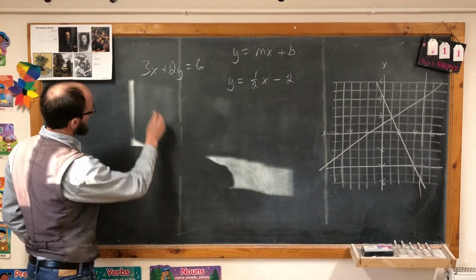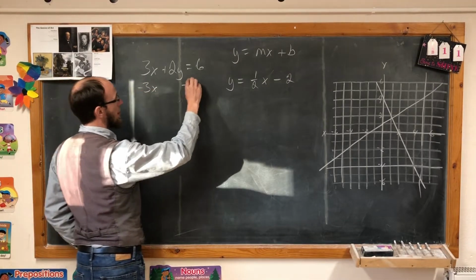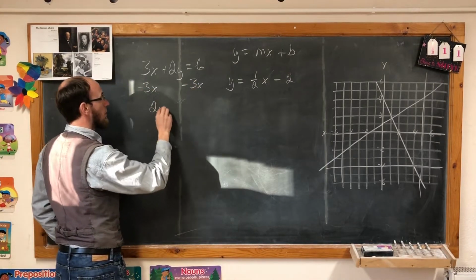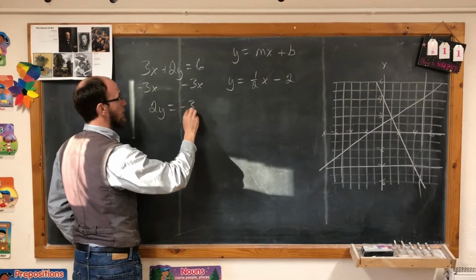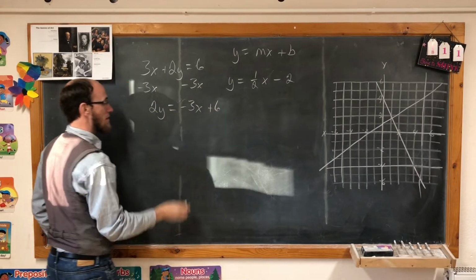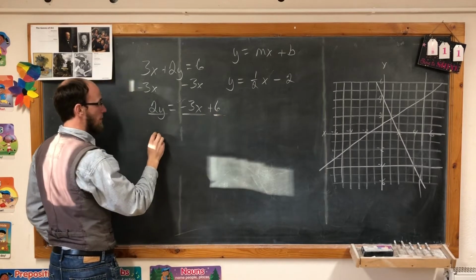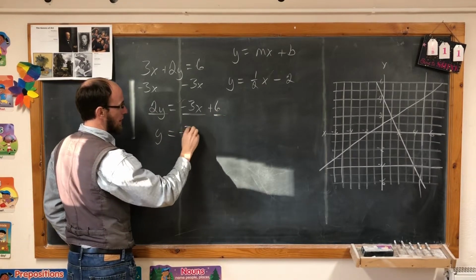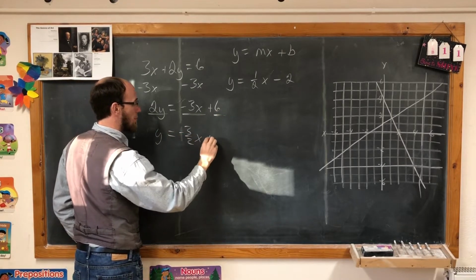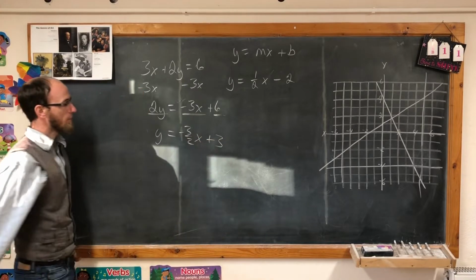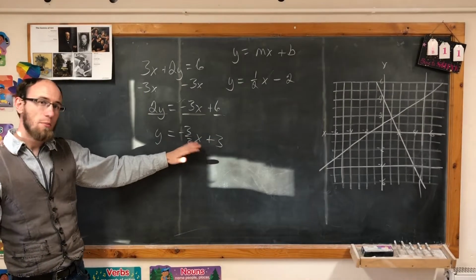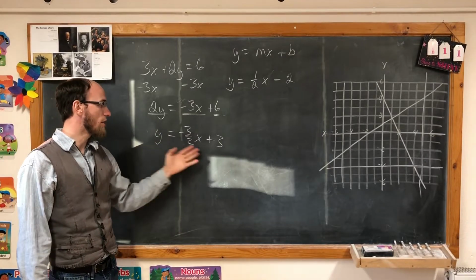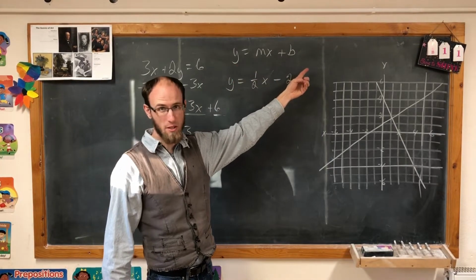So to do that, here we're going to move the 3x to the right side, and we get 2y equals negative 3x plus 6. Divide everything by 2. And we get y equals negative 3 over 2 x plus 3. First step, make sure your linear equation is in this format, y equals mx plus b.